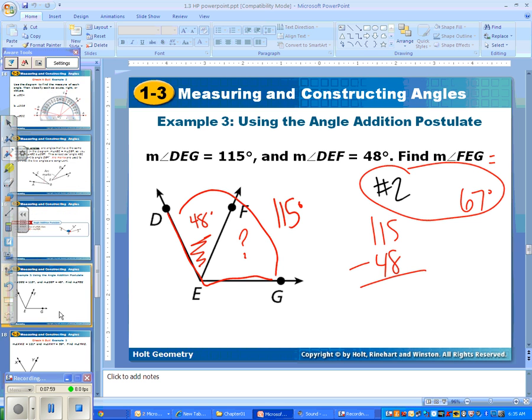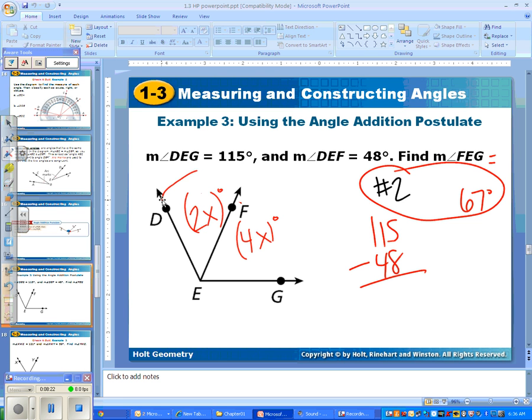All right, so what I want you guys to think about is how can I make this harder? Because that was a pretty simple question. One way I can make this harder is instead of numbers, I can give you algebraic expressions. So for example, let's say I said that DEF is 2x and that FEG is 4x. And sometimes they'll put it in parentheses, 4x degrees, 2x degrees, so that they know you're talking about degrees. And that this whole angle is 60 degrees. And then I want to know what is the measure of angle DEF.